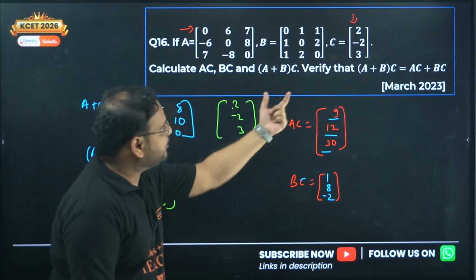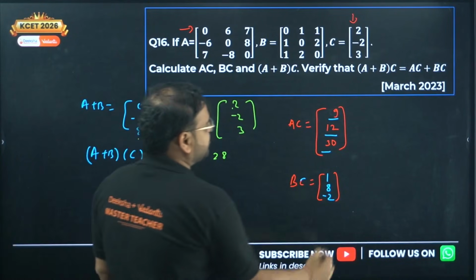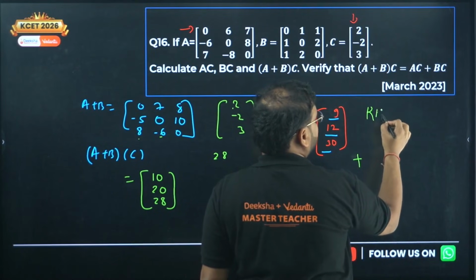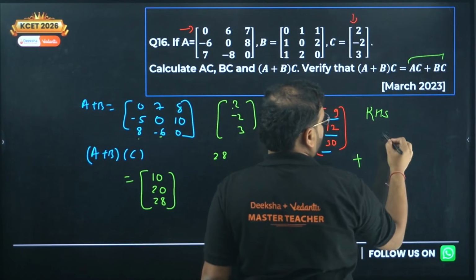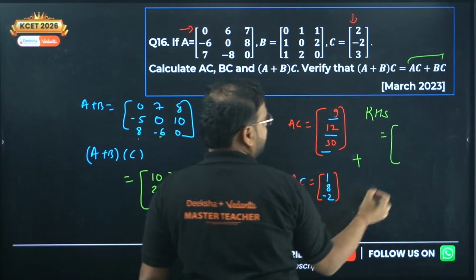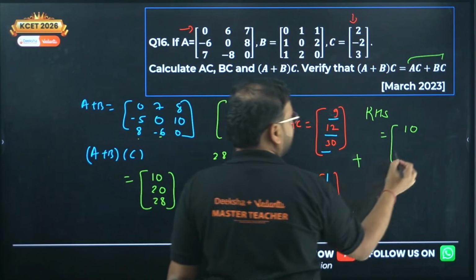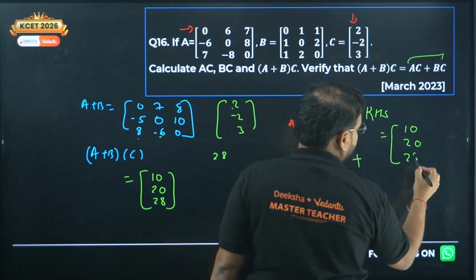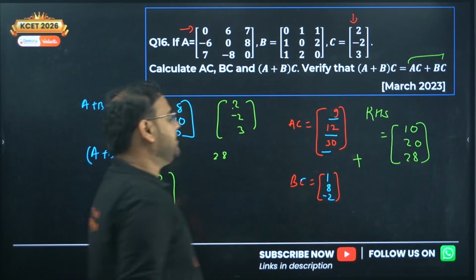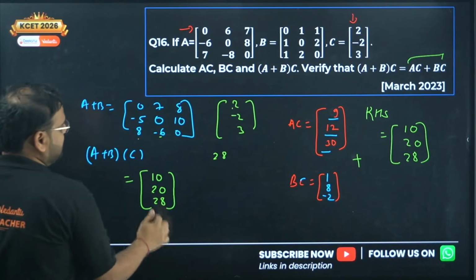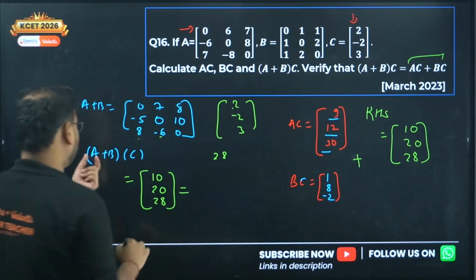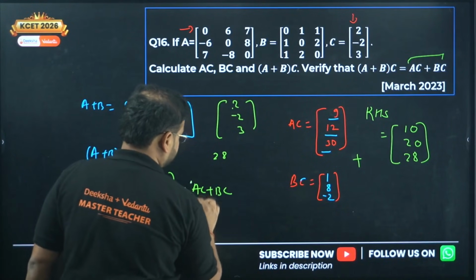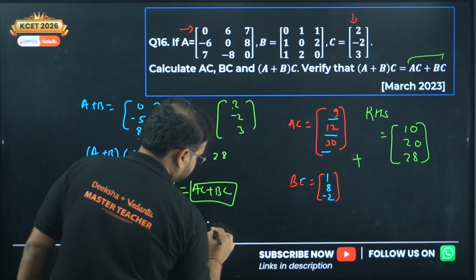We found that. We have to verify this condition now. Add these two, please. This is my RHS now. If I'm adding it, this is my RHS. Check here. So my RHS will be what? 9 plus 1 is 10. 12 plus 8 is 20. And 30 minus 2 is what? 28. 30 minus 2 is 28. Over here, check. Same thing. This is equals to what? I'm getting A plus B into C is equals to AC plus BC. Verified, sir.